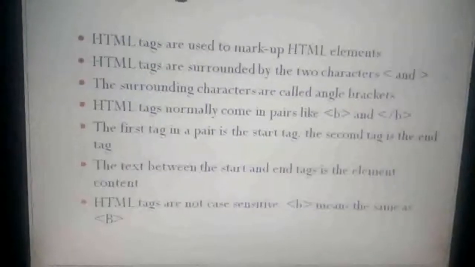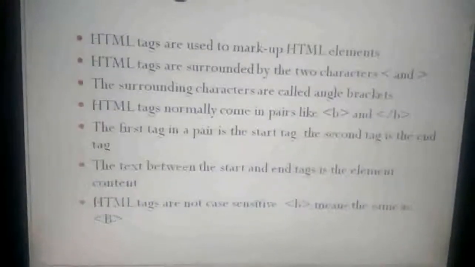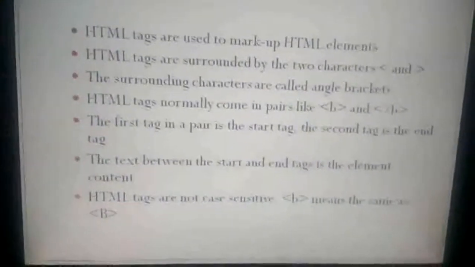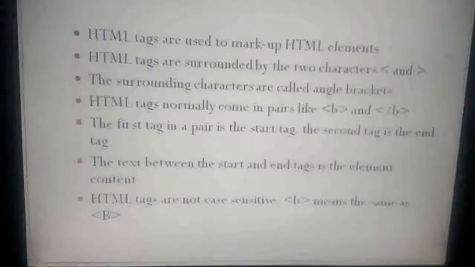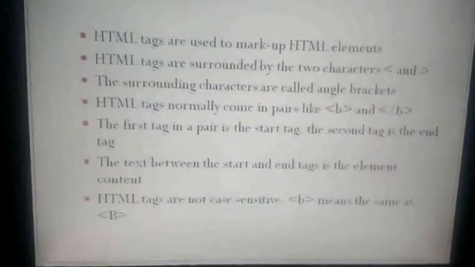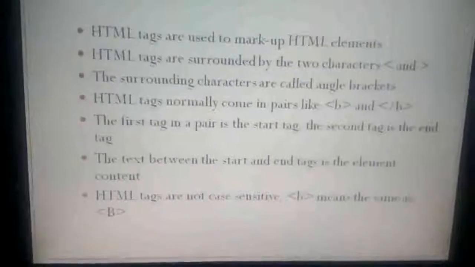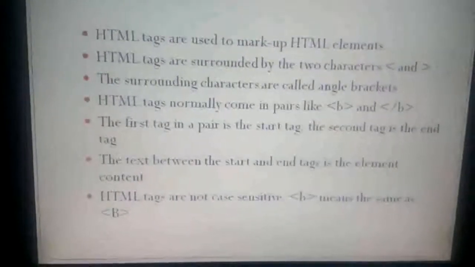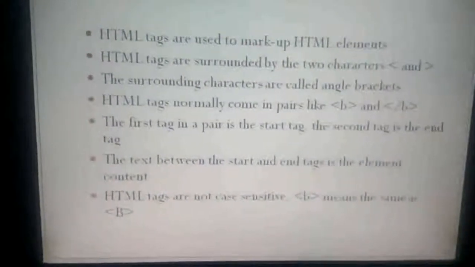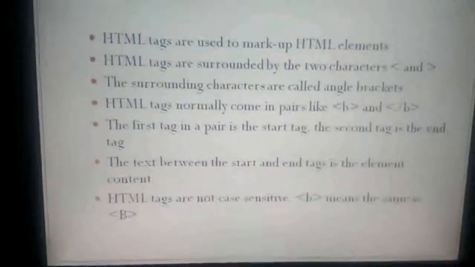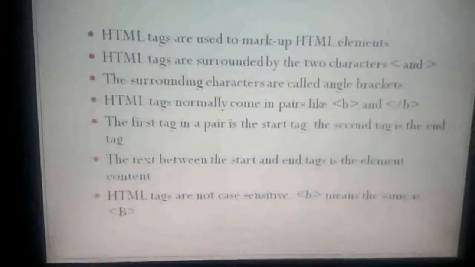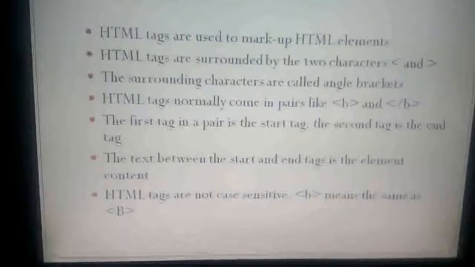HTML tags normally come in pairs, they are always in pairs. Why do we say pair? Like B stands for bold, and we say B tag and closing B tag. We close it with a / and then B again. The first tag in a pair is the start tag, so this B is the starting tag. The second tag is the end tag, so that second one we call the ending tag.